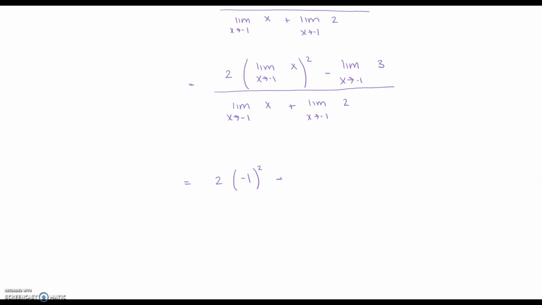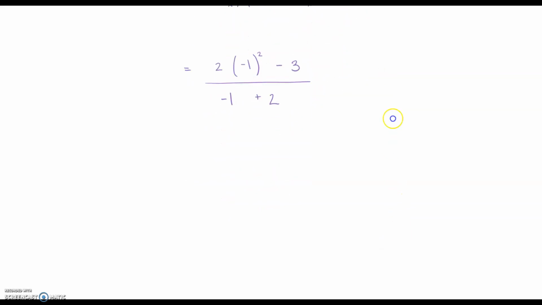Here, if it's a constant like this, then it doesn't matter what x is, it's always going to be 3. So it's going to be 3. Limit as x approaches -1 of x, well, that's just going to be -1. Limit as x approaches -1 of 2, well, if it's 2 and there's no x, it's just going to be 2. And now we can solve this.